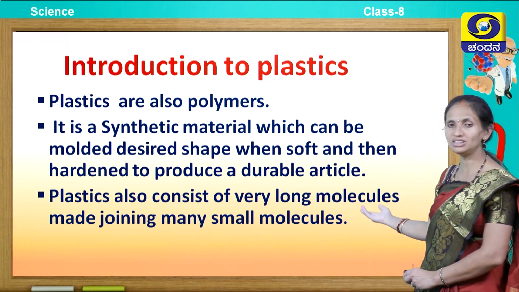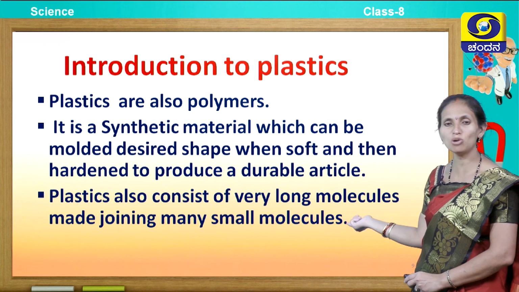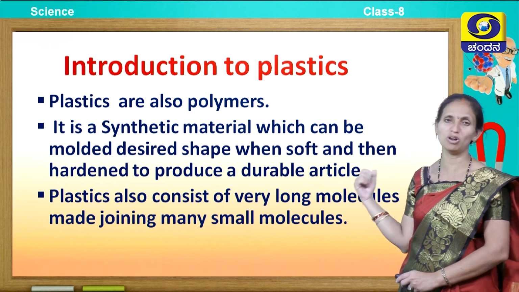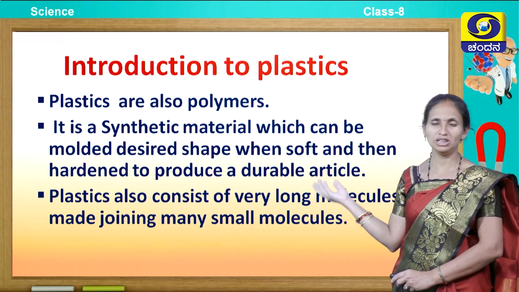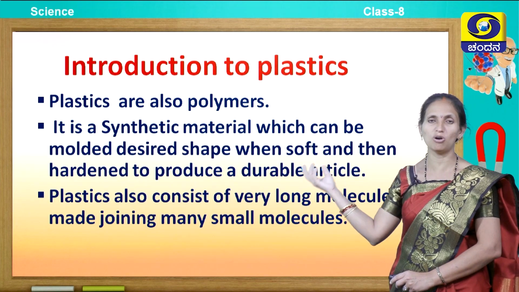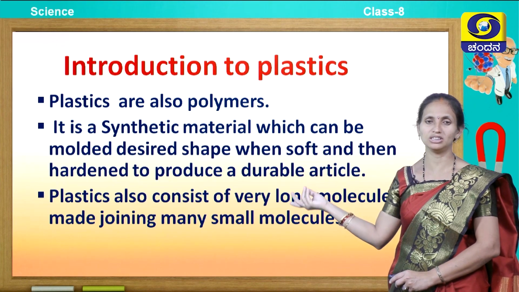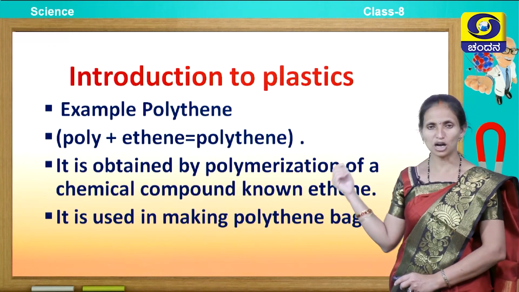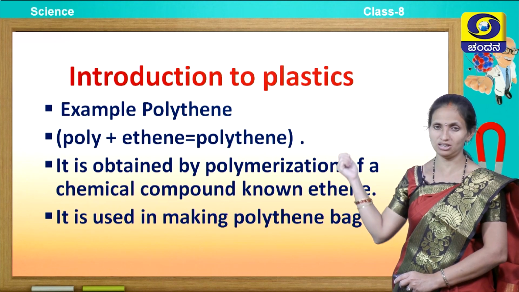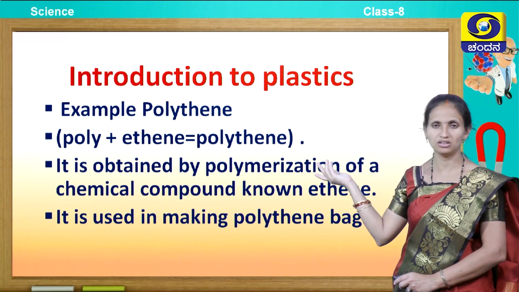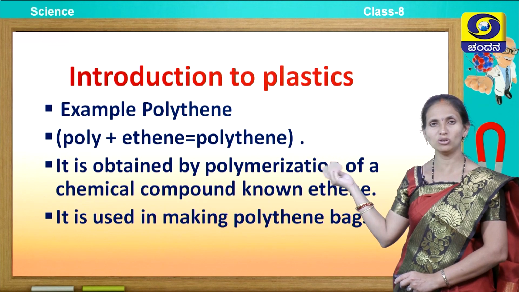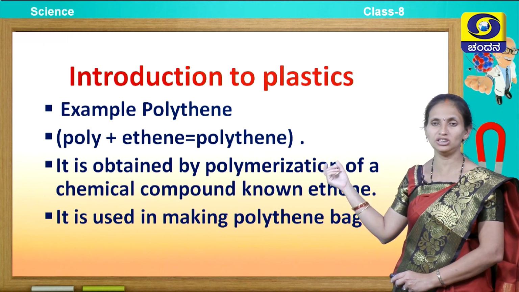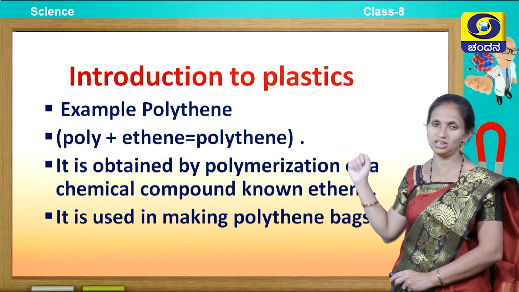Plastics also consist of very long molecules which are made by joining many small molecules. So, many small units are joined together to form a large molecule, that is nothing but a polymer, as plastic is a polymer. For example, one of the examples is polyethylene or polythene. This polythene is made out of poly plus ethene. Many units of ethene join together to form polythene.